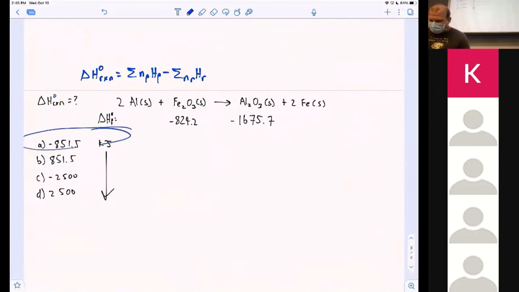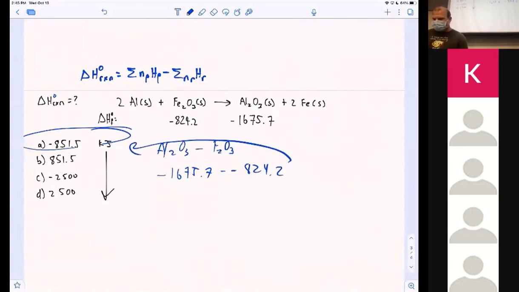The answer there is going to be aluminum oxide, or sapphire. Al2O3 minus rust. So it's going to be the minus 1675.7 minus a minus 824.2, and that gives you A.